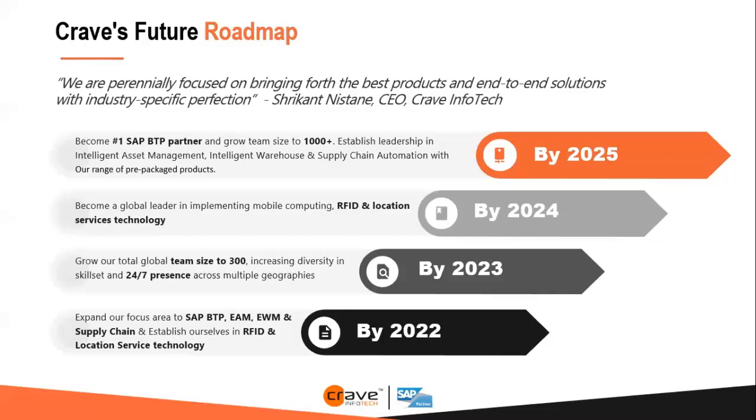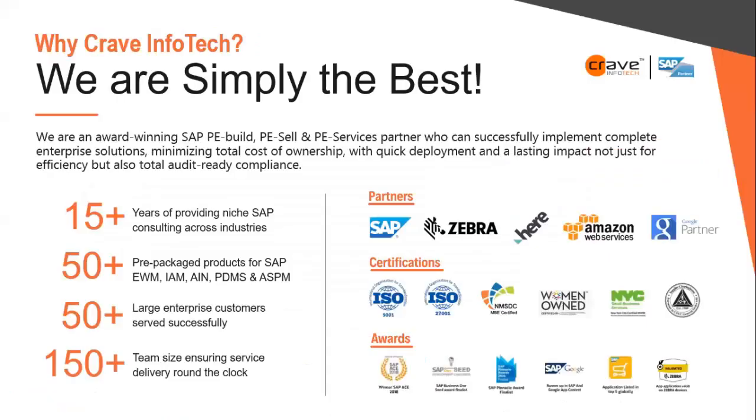This is the future roadmap of the organization. Today we are in 2022, working on SAP BTP, EAM, EWM and supply chain. These are the focus areas. We have plans to go with great guns, increasing our team size, increasing our global presence, increasing our solutions and products portfolio, and we plan to become a major global partner for the BTP initiative along with SAP. So this is just the future roadmap of the organization.